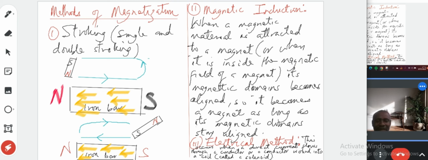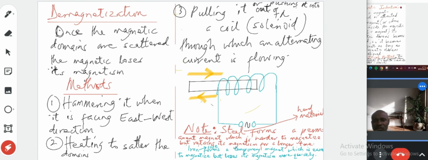So you can make a magnet by stroking. Stroking is what I just described here. Get a bar magnet and move it in this way such that the initially scattered domains are aligned to all point in the same direction, so that you can have a definite North Pole and a definite South Pole, and not all of them cancelling out each other. There's another way that can be done, magnetic induction and all that, and so many other methods.